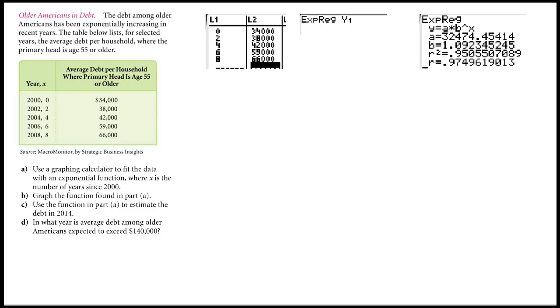A says using the graphing calculator to fit the data for an exponential, where x is the number of years since 2000. B, graph the function found in A. C, use the function determined to estimate the debt for 2014. And then D, in what years does the average debt among older Americans exceed $140,000?